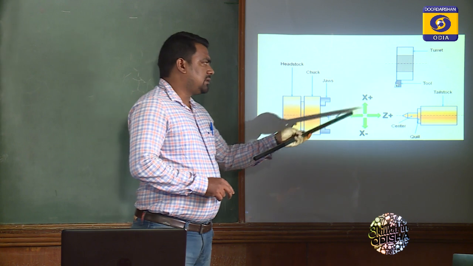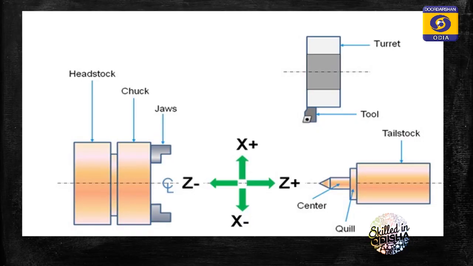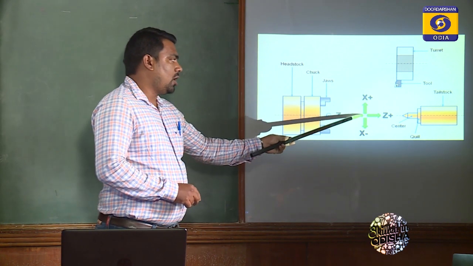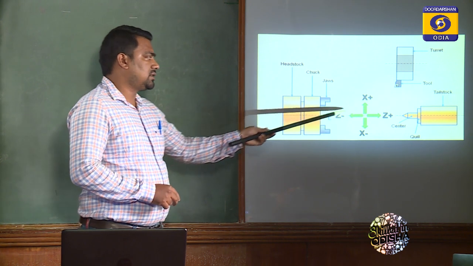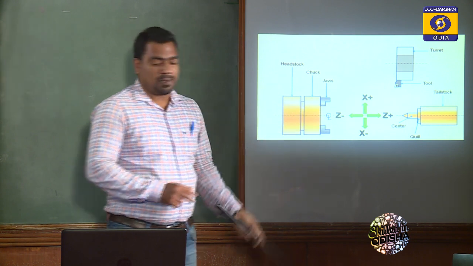Similarly, this crosswise upward movement is called X plus, and crosswise downward movement of the machine turret is called X minus. This is the machine turret which comes here, then moves in this direction. It can move in Z minus, Z plus, X plus and X minus directions.